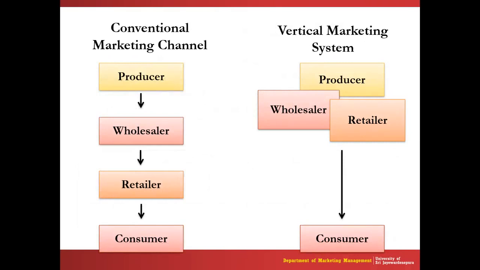Maybe there will be a unified system between Unilever and Cargill's, a vertical marketing system. So two layers will get together and act as a unified system to sell a particular product. We call it vertical marketing systems. Okay, I hope you got what my point is. So there are so many vertical marketing systems rather than conventional marketing channels.